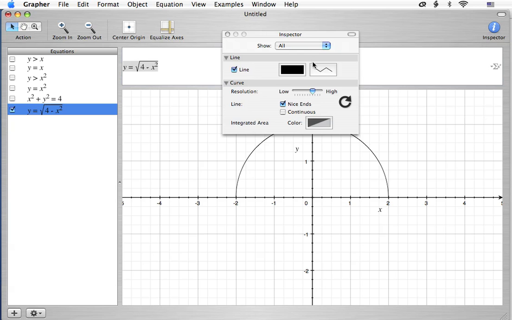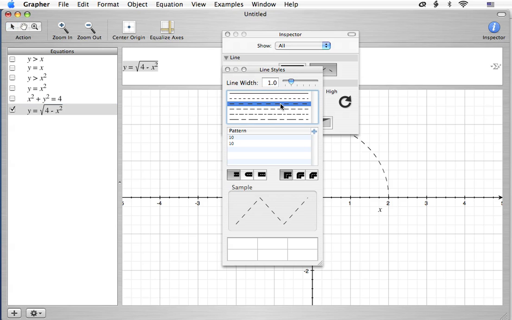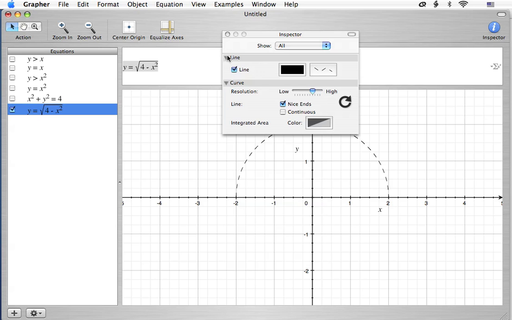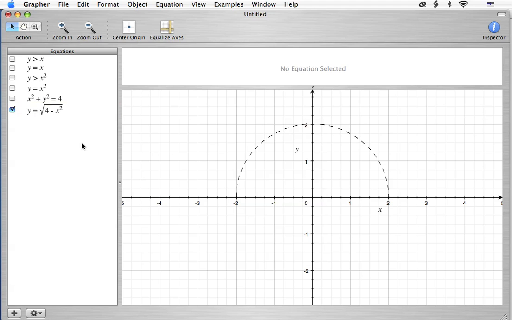If I now go over here and do my dashing, all of a sudden you can see in the background there, I have my dashing. So if I actually want this to look dashed and it's an implicit equation, well, there's no way, at least on this version, that it can do it. You have to go ahead and do the explicit form.